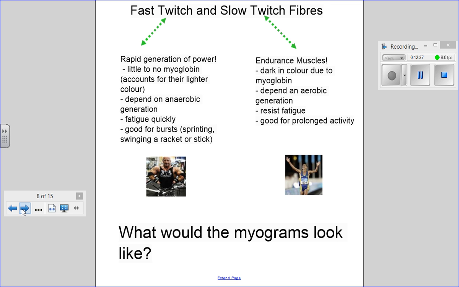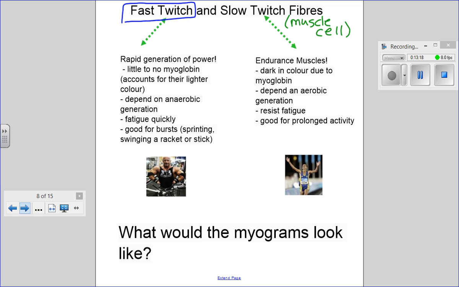Now, when we talk about your muscle fibers, and I'm just going to remind you that a muscle fiber is a muscle cell, there are generally two main categories. Now, does that mean that there's nothing in between? Of course not. I'm showing you the two extremes because this is usually how we categorize things, because they have very distinctive characteristics.